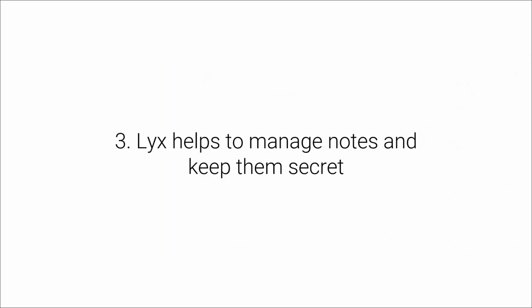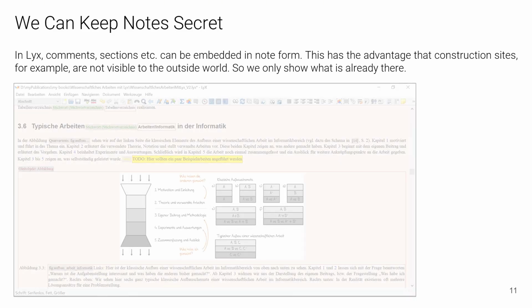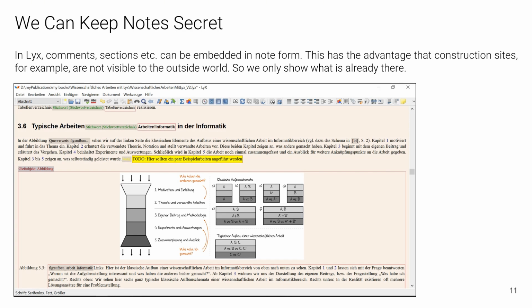Point 3. Lyx helps to manage notes and keep them secret. In Lyx, we have the option of including notes in our text. In this example, we see such a note outlined in yellow. We can collapse these notes, search for them, etc. If we generate a PDF from the text, our notes remain hidden and are not displayed. This allows us to organize our texts very well. If we understand the notes as construction steps or to-dos of the text, I can create a document free of construction steps at any time in this way. And as they say, in the end, to-dos become maybes, and maybes are thrown away.